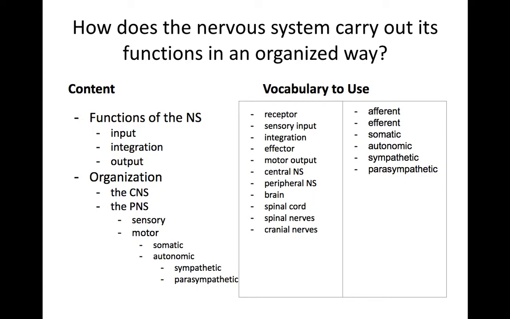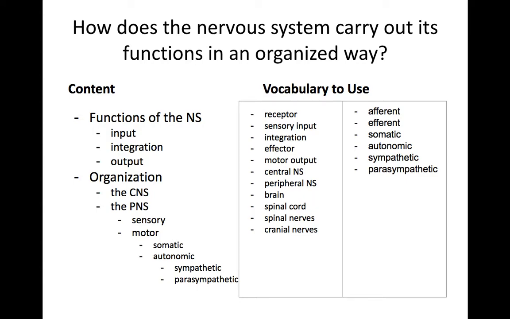And this part of the lecture is going to cover the two items in content on the left side of this slide. So we're going to talk about the functions of the nervous system, which are input of information coming from either your own body or from outside your body. Integration, meaning when the brain processes that information, and then output, which is what the brain causes your body to do in response to that information. We're also going to talk about organization of the nervous system, so that's the second part of this lecture.